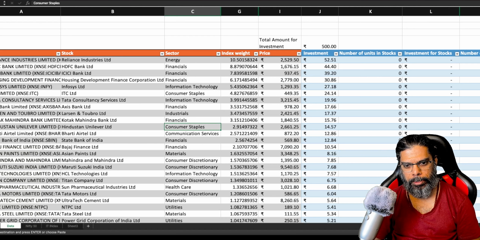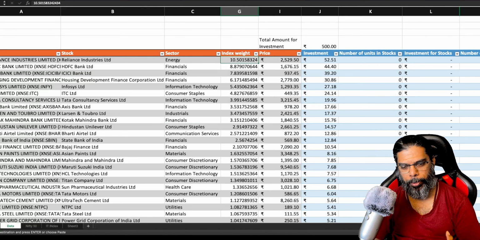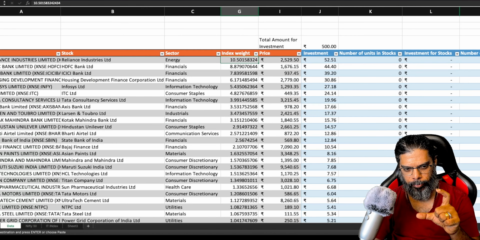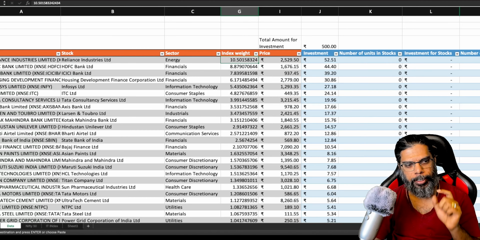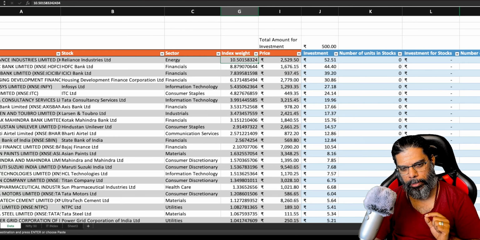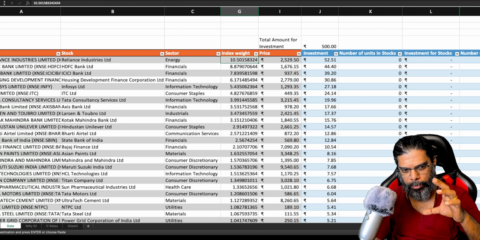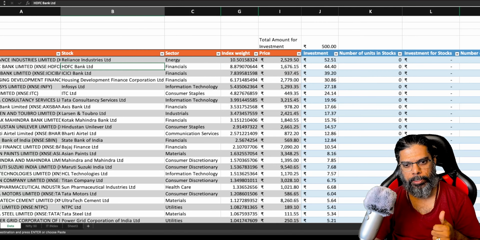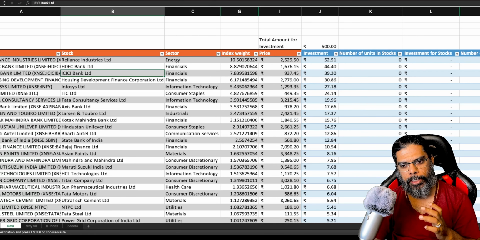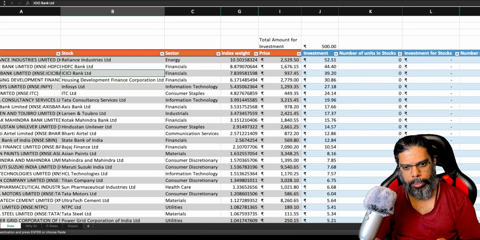So the weightage given is 10.5%. What does that mean? If you say 50 stocks is the 100% category, Reliance alone contributes 10.5%. If Reliance moves in the market by a certain percentage, since it is the heavyweight, it can move your entire Nifty 50, because it has the heaviest weight. The second one is HDFC Bank, which has 8.8%. The third one is ICICI Bank. Similarly, you can see the percentage of allocations.